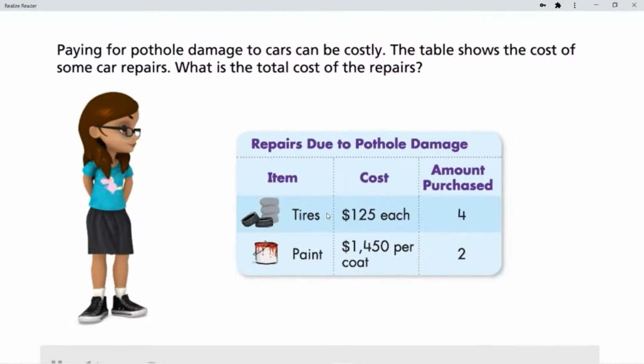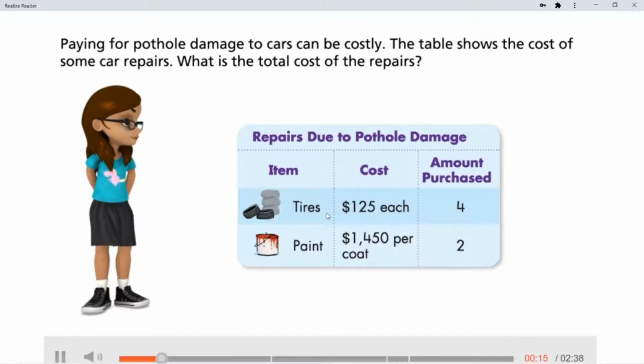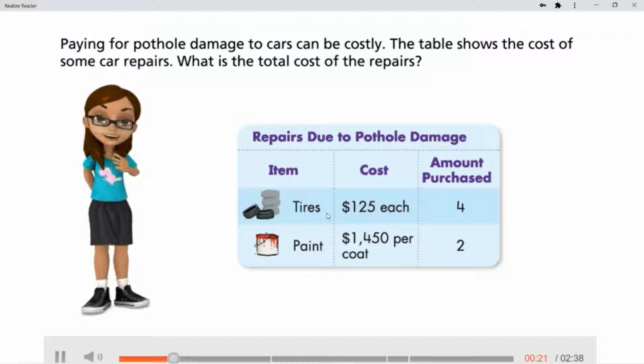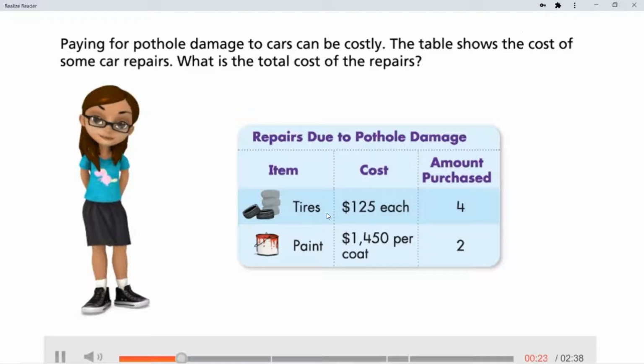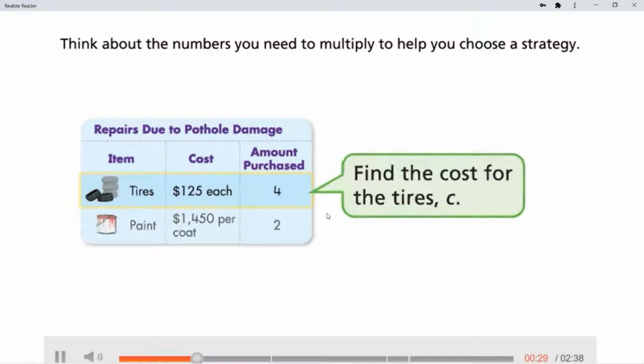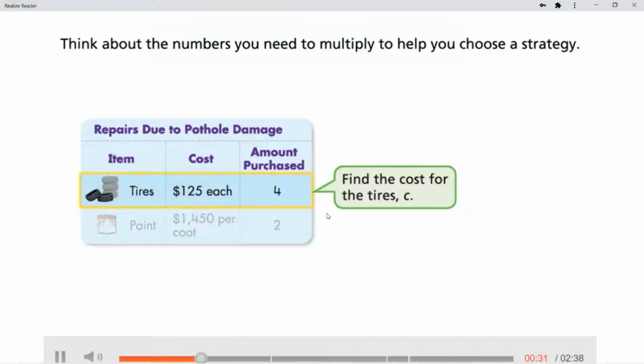Paying for pothole damage to cars can be costly. The table shows the cost of some car repairs. What is the total cost of the repairs? Think about the numbers you need to multiply to help you choose a strategy. Find the cost for the tires, C.